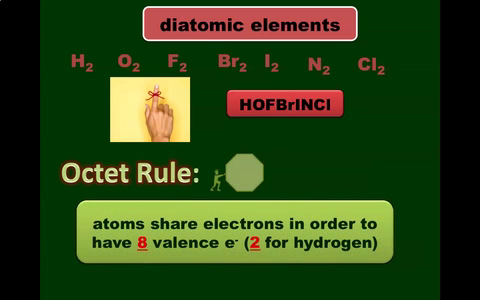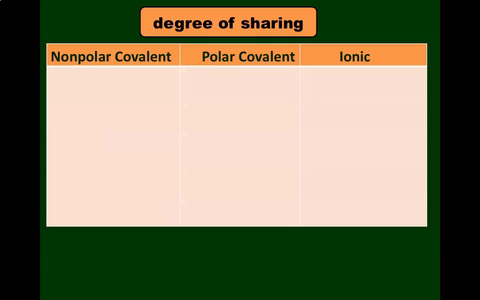These are all going to follow the octet rule except for hydrogen and helium, which means that the atoms share electrons in order to have 8 valence electrons, but again for hydrogen it's going to be 2, and helium already has 2, so they're not going to participate in bonding. So let's talk about the degree of sharing between nonpolar covalent, polar covalent, and ionic.